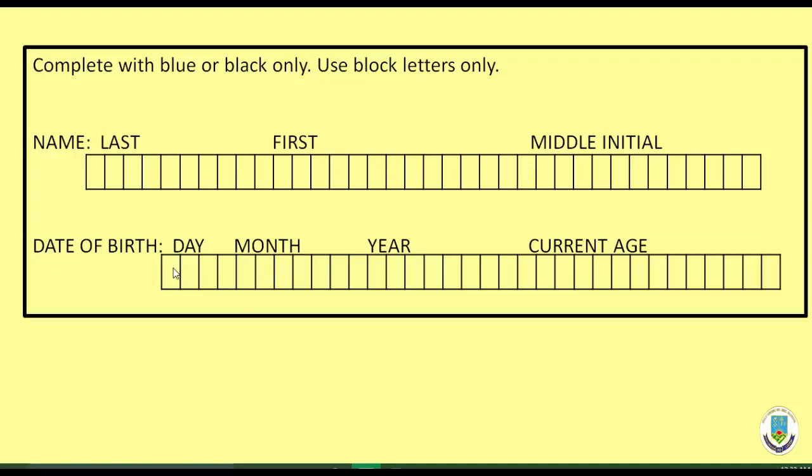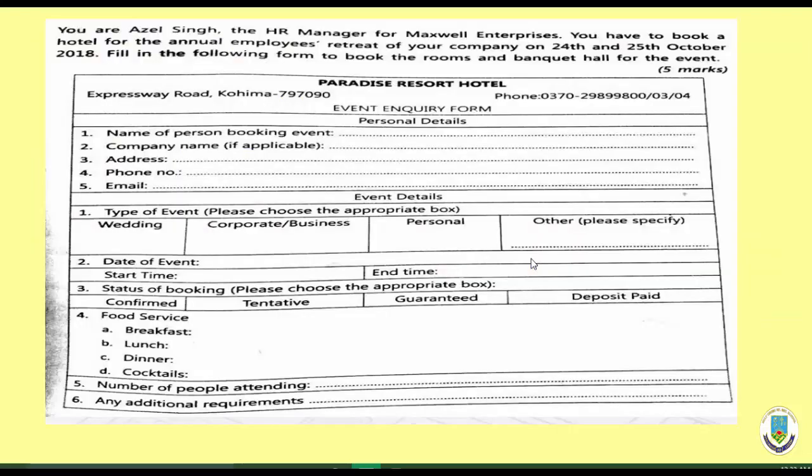Here also the date, month, and year. If your birthday is on 10th January, write 10, leave a space, January 01, and the year. And the current age. I hope this is clear. Moving on, this is one sample.